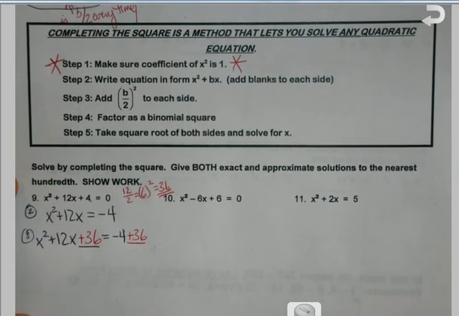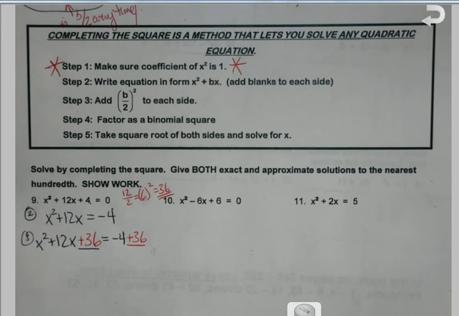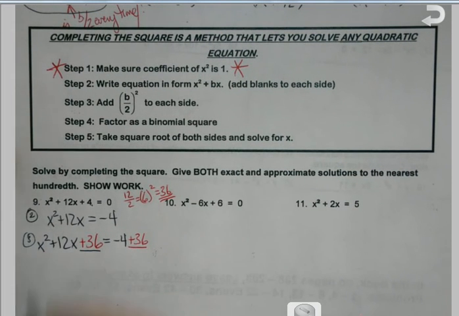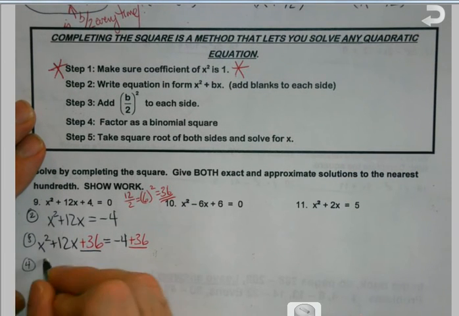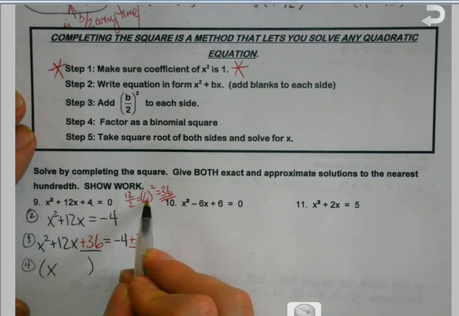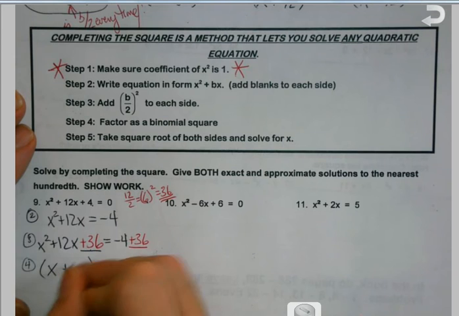So notice, by adding the 36 to both sides, I haven't changed the value of the equation at all. I've done the same thing to both sides. I've kept balance. But now I can start doing some of the stuff I was doing up above. For instance, taking this and turning it into its binomial square form. And again, if it's one that I can't remember off the top of my head, just remember it's whatever value my b divided by 2 was, which is positive 6.